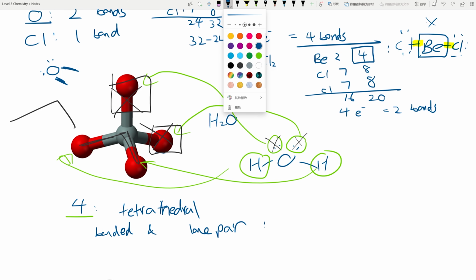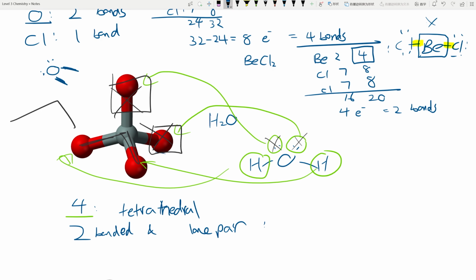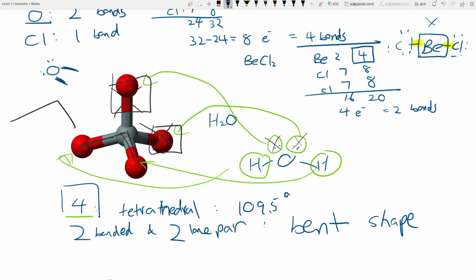Because out of your 4, you've got 2 bonded and 2 lone pairs of electron density, you still have a tetrahedral arrangement, but you have a bent shape. Now, when you have tetrahedral arrangements, the bond angle is always going to be 109.5 degrees. As a year 12, you're not required to differentiate between the bond angle of a tetrahedral, a trigonal pyramid, and a bent shape. If you just say 109.5 degrees for all of them, then it's fine.